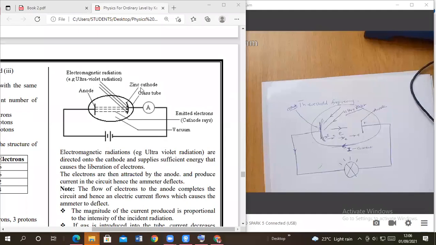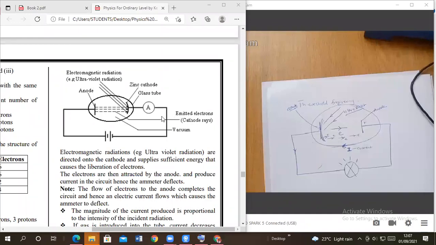What's the use of the cathode? To emit electrons. Patricia, correct again. To emit the electrons when a radiation falls on it, a radiation of sufficient frequency.